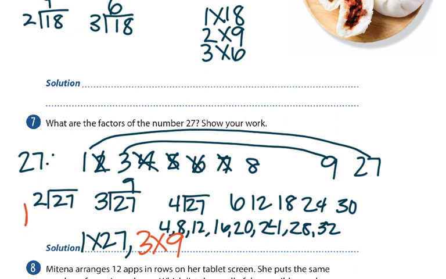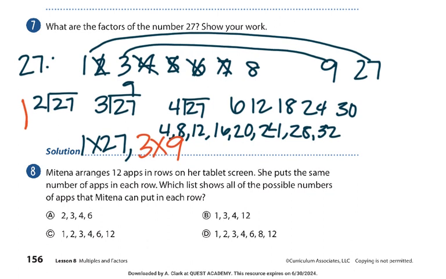Let's do number 8. Matina arranges 12 apps in rows on her tablet screen. She puts the same number of apps in each row. Which list shows all of the possible numbers of apps that Matina can put in each row? So you start with 12. You get ready to rainbow. 1 times itself. And I can only pick numbers in between 1 and 12, because when I did the rainbow, I locked out the other numbers.